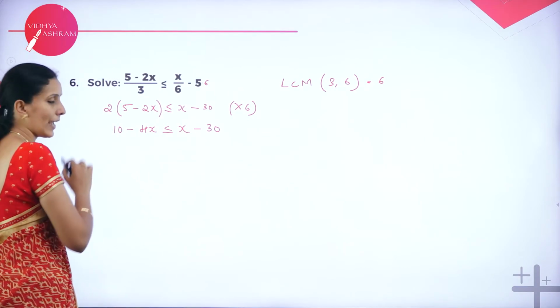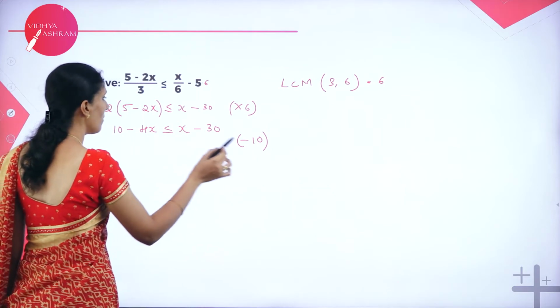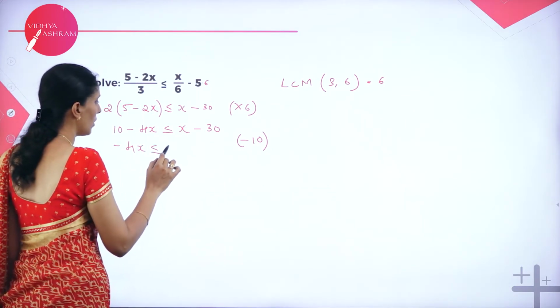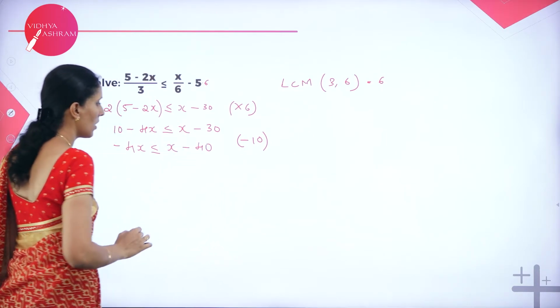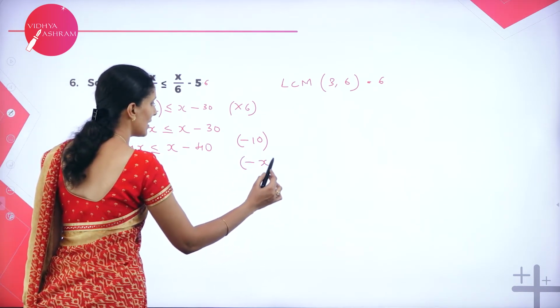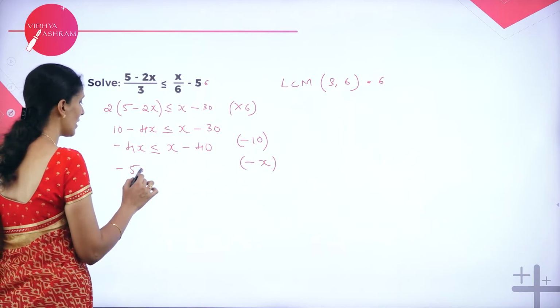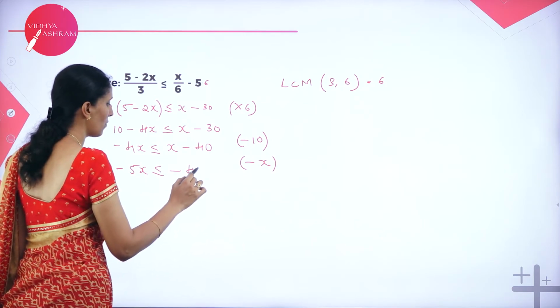So I don't need 10 here. So subtract 10 on both sides, minus 10. 10 minus 10 is 0, minus 4x less than or equal to x minus 30 minus 10, which is minus 40. Now on your right hand side, I don't need x. So subtract x on both sides. So minus 4x minus x is minus 5x. x minus x cancels, and here it is minus 40.